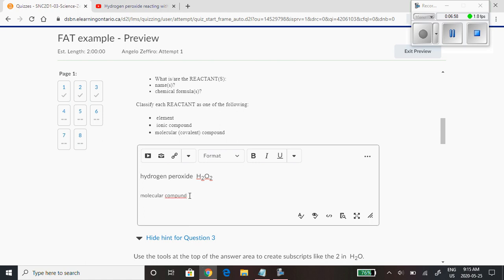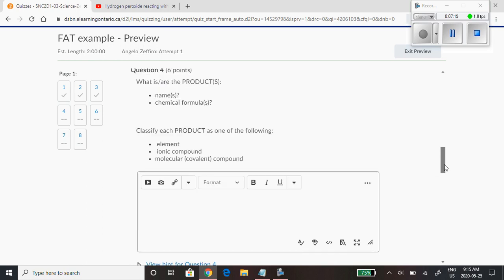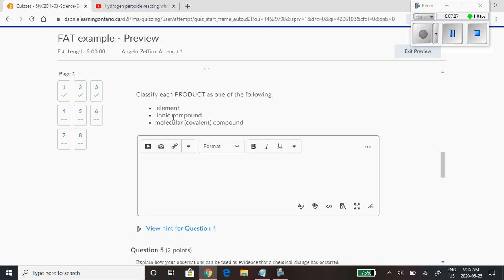There you have it. I think that still might be on. Yeah, let's get rid of that. There we go. Molecular compound. So we've named it. We come up with the chemical formula. We've decided it's a molecular compound, and we move on. And to question number 4, it says, what's been produced? What are the products? What are their names, right? What's the chemical formula? Is it an element? Is it an ionic compound? Is it a molecular compound, right? And there's a hint here. Look what it says. Same thing as before. Make sure you use the tool to put subscripts in.